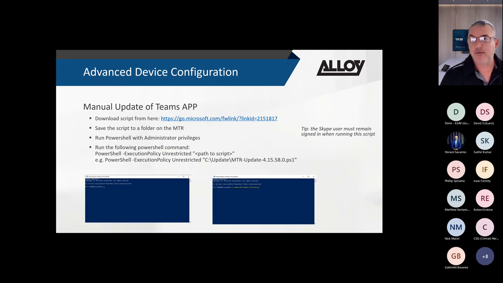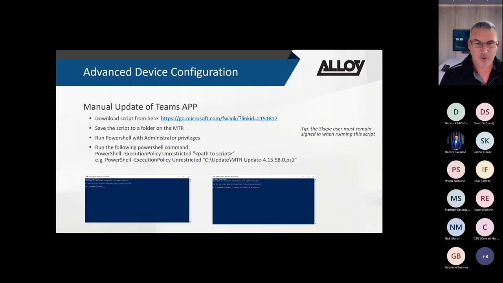Now, to do that, we need to download a Windows PowerShell script from the Microsoft website. The link is there on the screen here. We then save that script to a folder on our MTR. We will then run PowerShell with admin privileges, and run the following command on that device. It'll then go and download the MTR app and install it on the device.